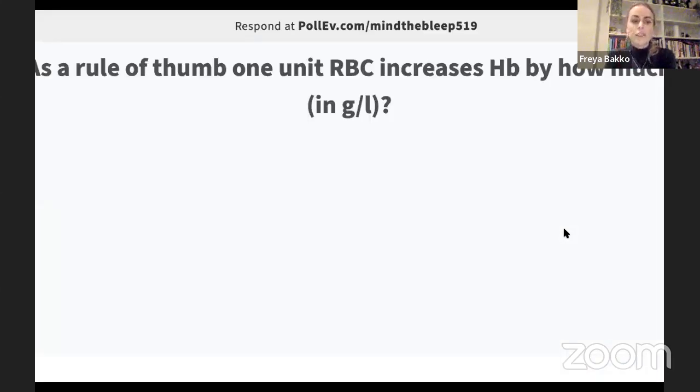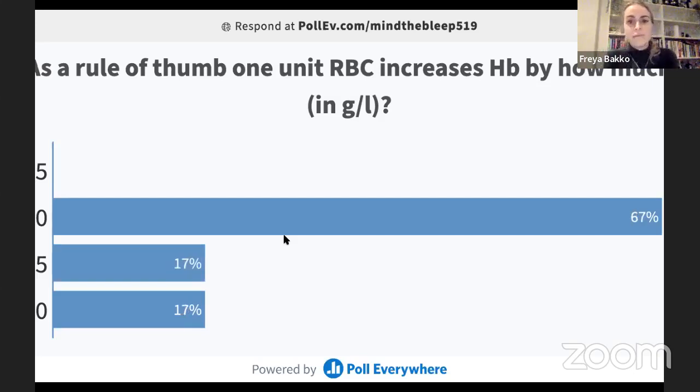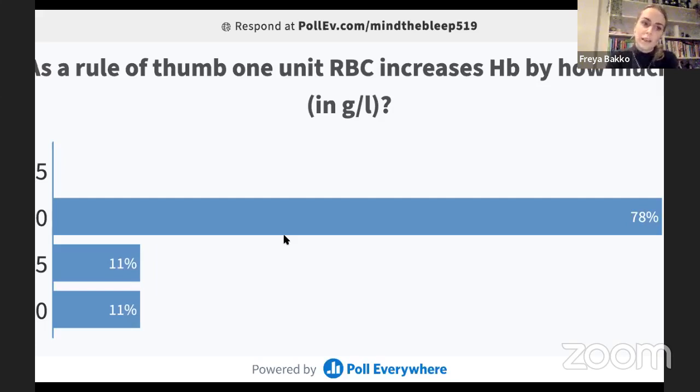So back to the question. As a rule of thumb, 1 unit of red blood cells increases hemoglobin by how much in grams per litre? And correctly, it is 10. So if you have a hemoglobin of 90 in a bleeding patient, you want to request quite a few units of red blood cells, because 1 unit will only increase the hemoglobin by 10.